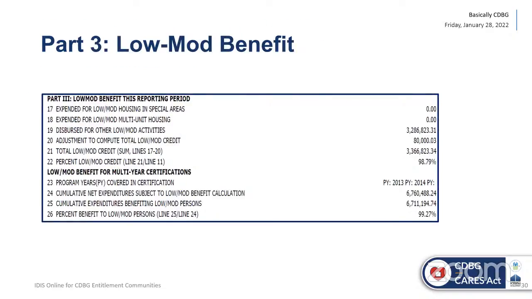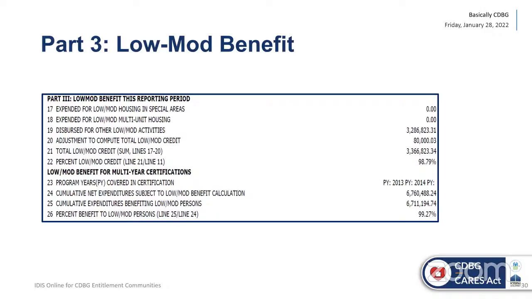The third part is your low mod benefit calculation. Now, if you don't use a multi-year certification, then the system automatically calculates this for you. It shows all of your expenditures for low mod activities. And then it calculates the percent to make sure that you've achieved at least 70% low mod.